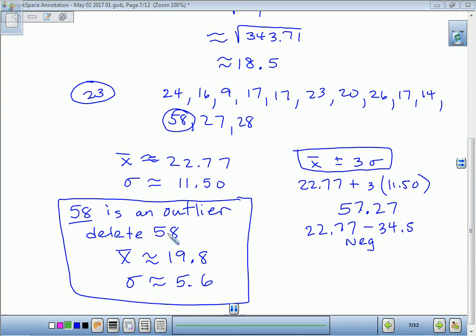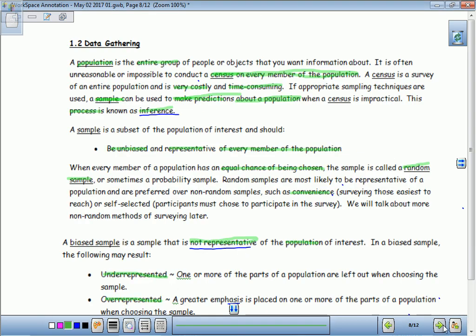And then this is just explaining why 58 is an outlier, then the two different ways we could do it. So if we did it with the 3 standard deviations, we see that 57.27, anything outside of that, well, 58 is outside of that, makes it an outlier. So it's considered an outlier no matter which method we chose.